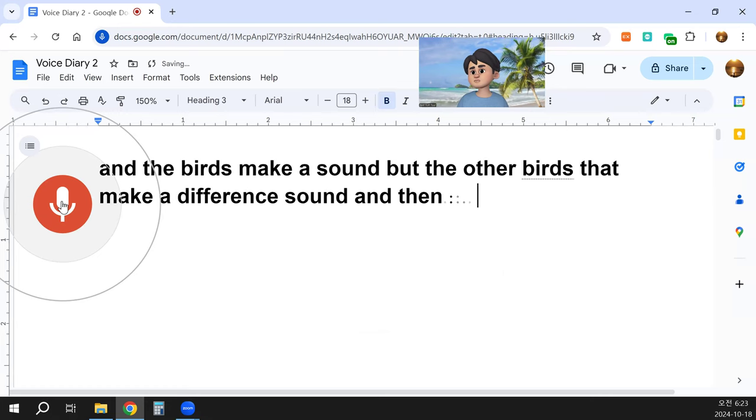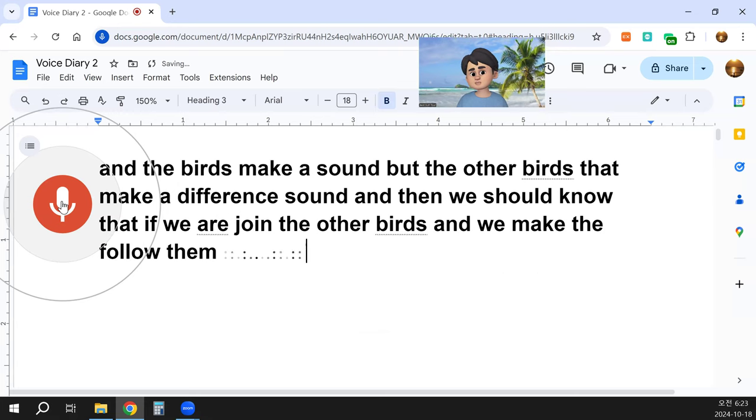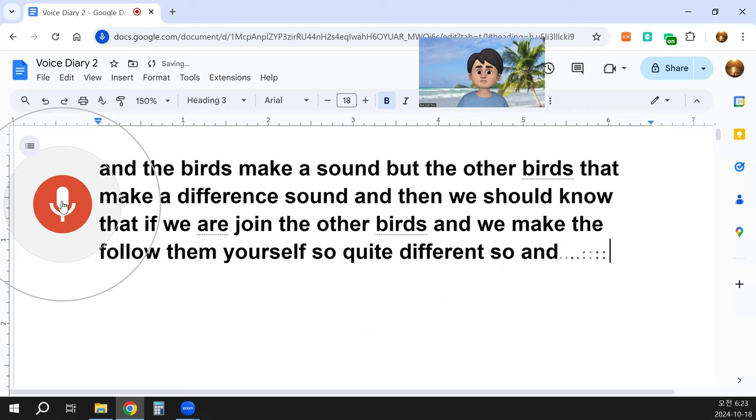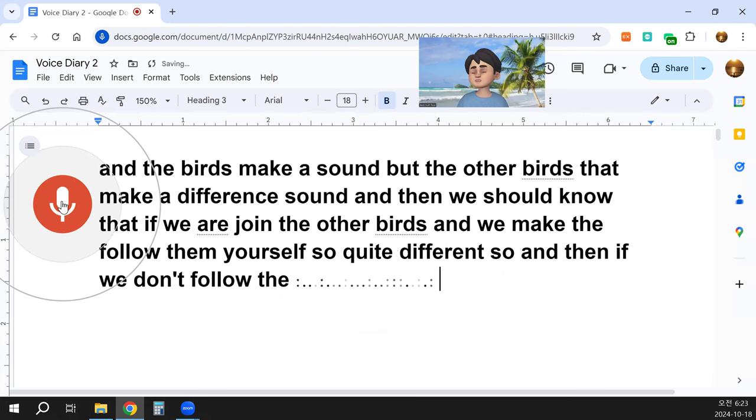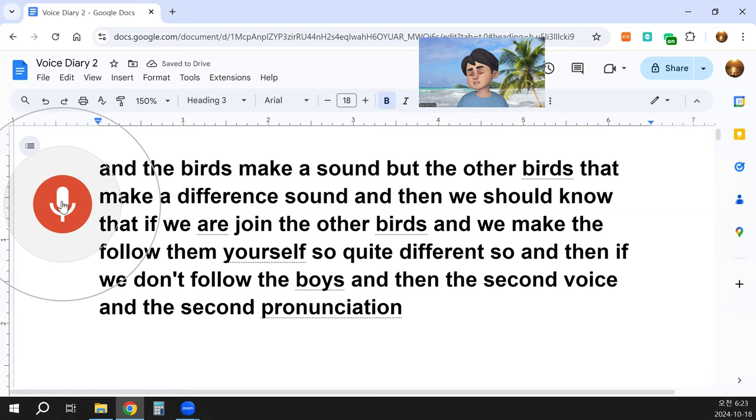We should know that if we join the other birds and follow their sound, it is quite different. If we don't follow the second voice and second pronunciation, the sound I make is very different and unique. The most important thing is that when I speak, they don't understand or recognize my sound, my voice. It is only a strange sound, and they say they understand a little, but actually that is not a good way.